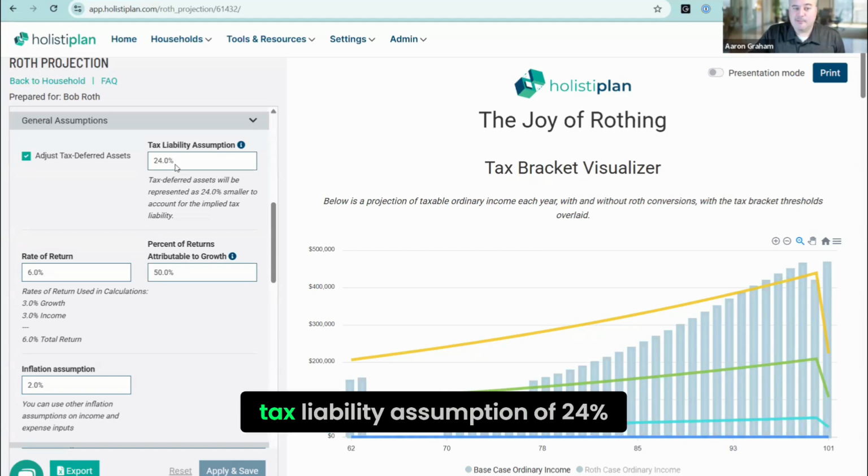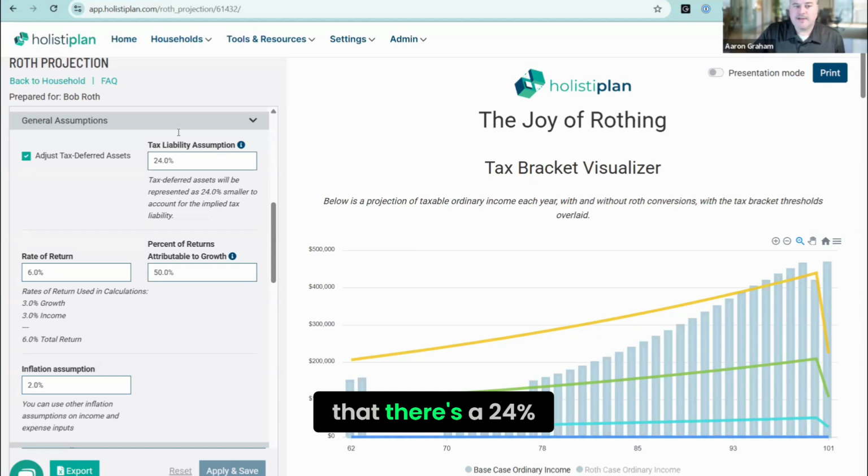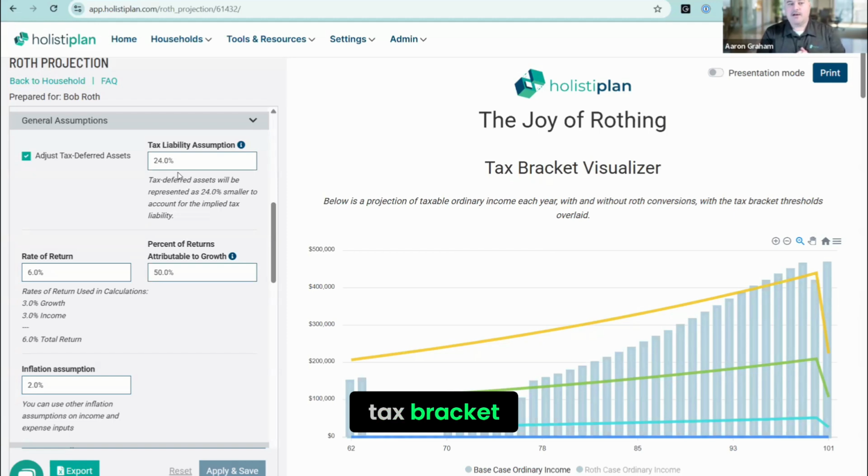We're going to assume a tax liability of 24%. Essentially, they're tax deferred assets. They don't have 100% of them available to spend, right? Uncle Sam is the joint owner, and he always gets his. So instead of having 100% of that tax deferred balance available, we want to assume that there's a 24% tax liability. For the nerds in the room, me included, what this number should ideally be, if you wanted to be precise, is the weighted average effective tax bracket over time.